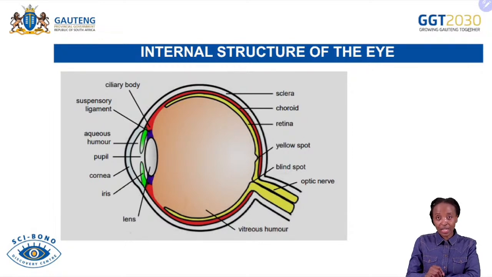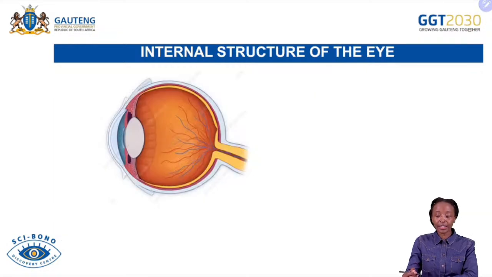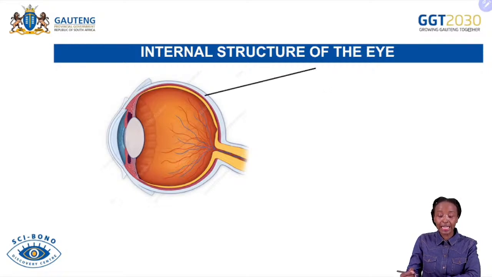And then the innermost layer, which is the retina, you can use a black marker or a pencil just to shade so that you are able to differentiate between the three layers. So let's look at the internal structure of the eye. We're going to start with the outer layer, which I said is called the sclera.